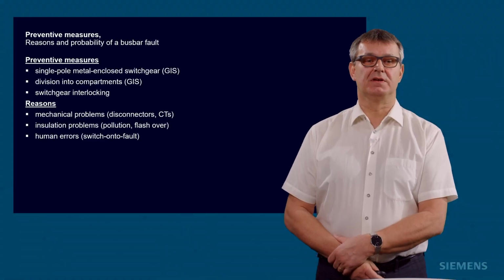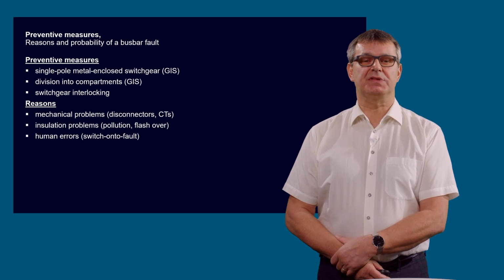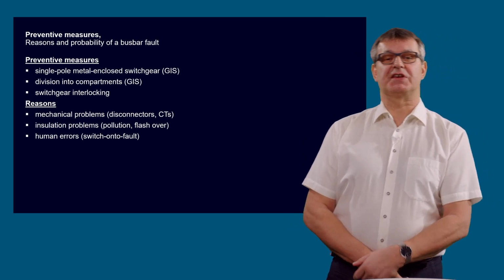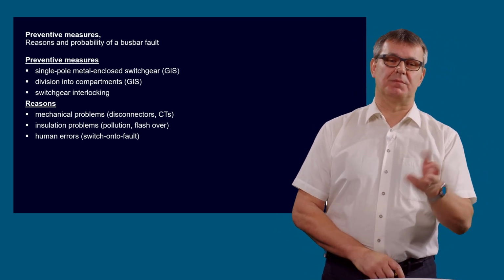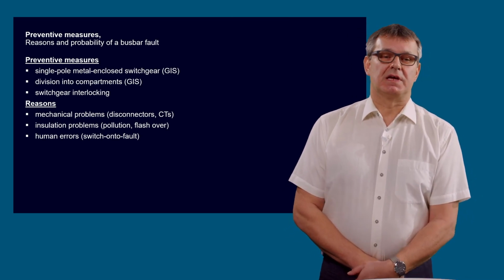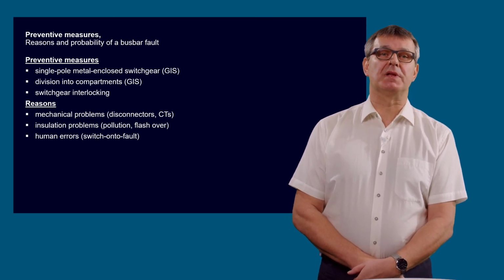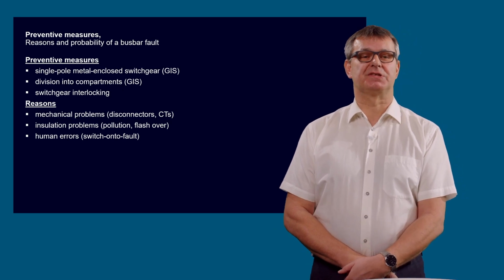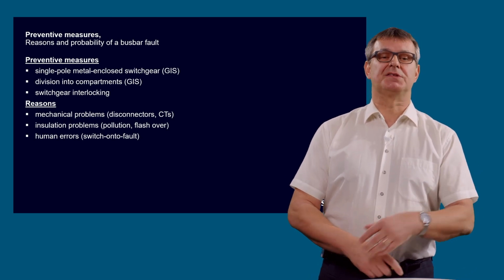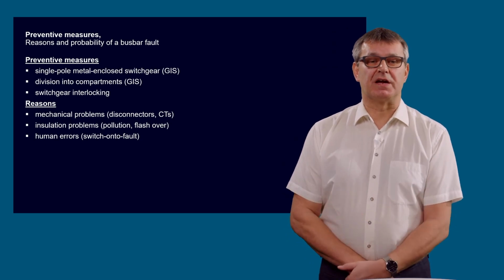What are the reasons? The reasons are mainly mechanical problems, especially problems during the running time of the disconnectors, sometimes mechanical problems of the CTs, but mainly of the disconnectors, sometimes also mechanical problems of the circuit breaker. Not so much a problem in GIS stations, but more in air-insulated substations, are insulation problems and pollution flashovers. We have seen this in our short video at the beginning. This was most likely an insulation problem.